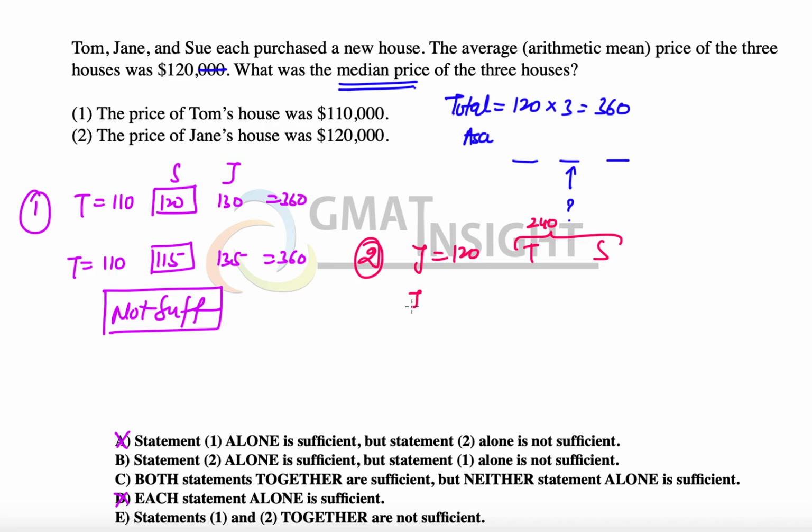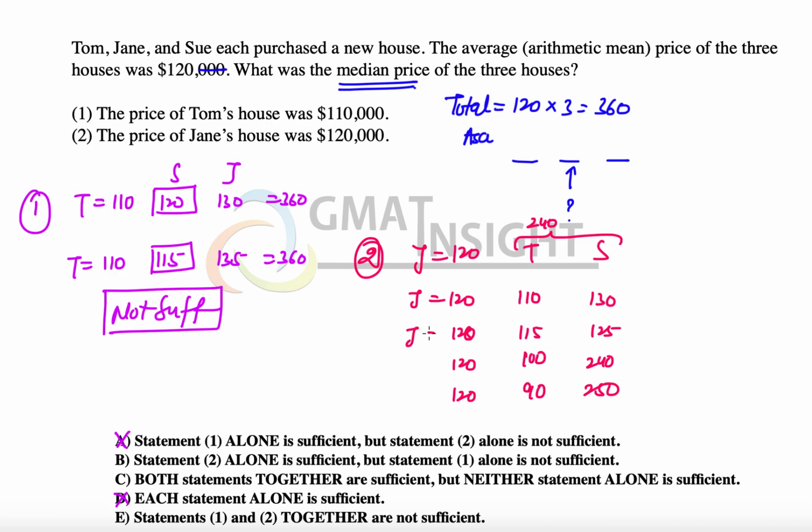For example, when Jane is equal to 120, Tom could be 110 and Sue could be 130, but Tom could be 115, in which case Sue will be equal to 125. If Tom becomes 100, then Sue will be equal to 140. If Tom becomes 90, then Sue will be equal to 150, many such possibilities. But in every such possibility, we have to see what the median is. Now many students at this stage say that since we are getting different solutions, it's not sufficient.